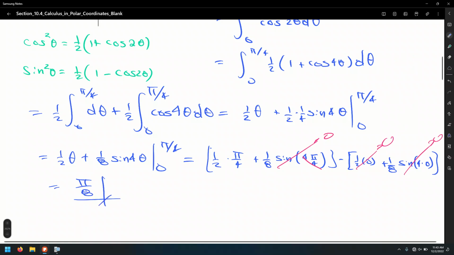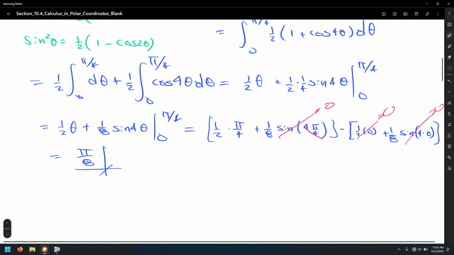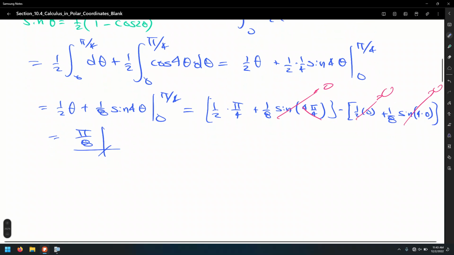Actually, we need to leave this in exact form, in terms of pi, because I don't think WebWork is going to take decimals. Unless otherwise specified, we need to leave them in exact form. So this is the area of one petal.